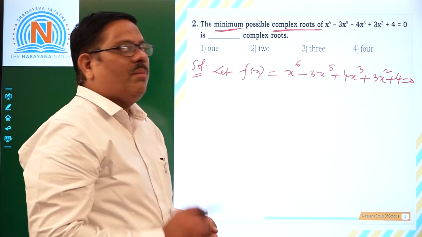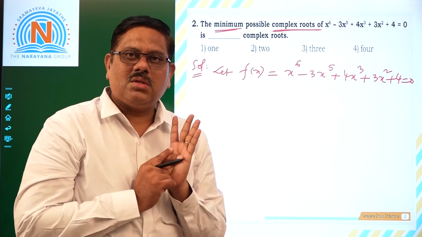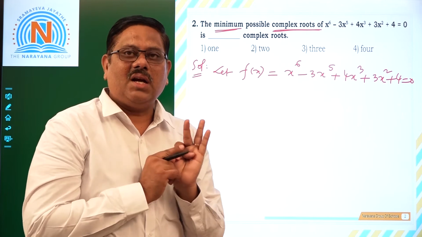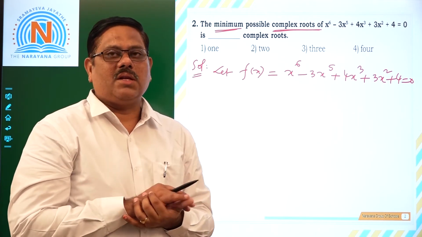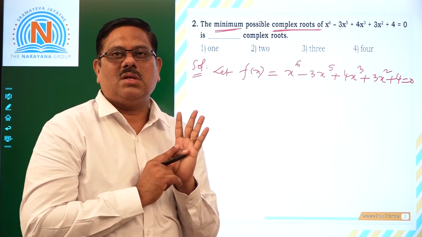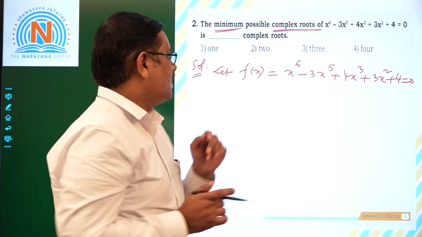Anyway, for finding complex roots, first what to do? You have to find out number of positive real roots, then number of negative real roots. After that, we can find out number of imaginary roots, minimum number of imaginary roots. Okay, so first task is to find out the number of positive real roots. Next task is to find out number of negative real roots. Okay, now let us start.